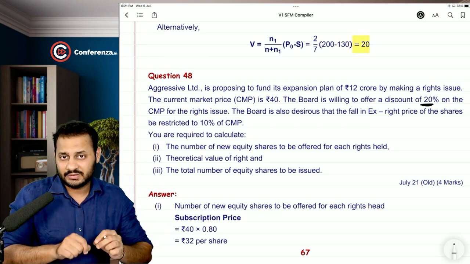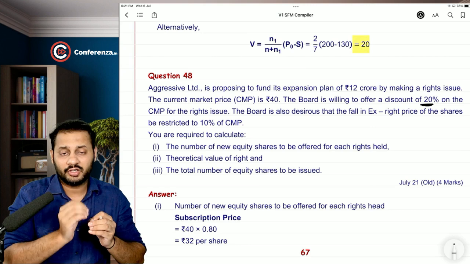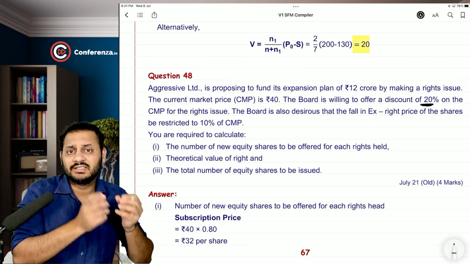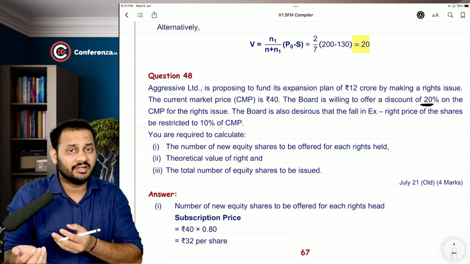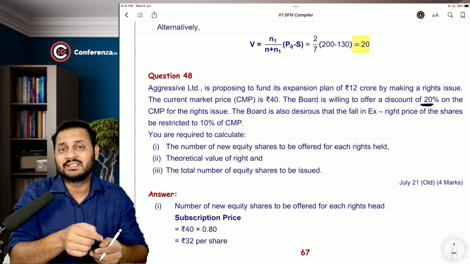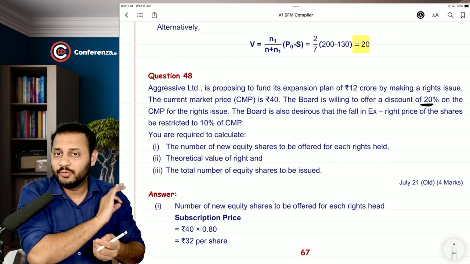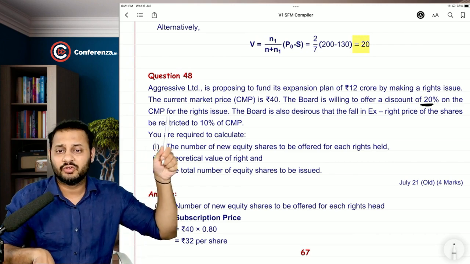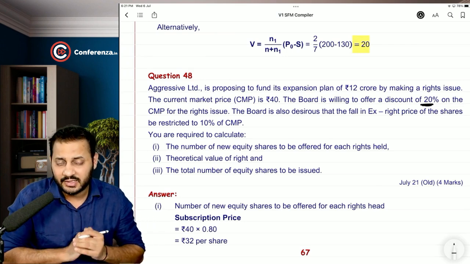So in this case, please understand the question in the exam will not every time give you the subscription price as a word and the amount for that. They will just give you another sentence from which you will have to find out what exactly that means. Understanding the concept will help you always. They want to give a discount for the rights issue. For what purpose? For the subscription price.